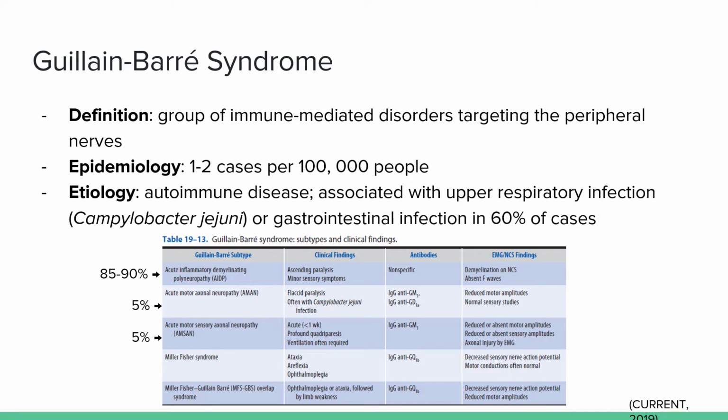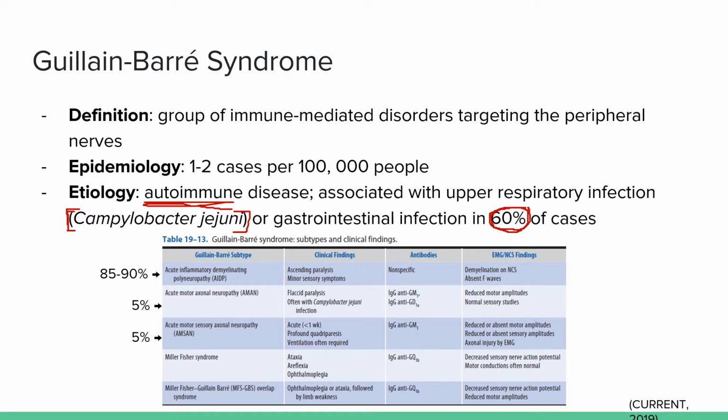Guillain-Barré syndrome is a group of immune-mediated disorders targeting the peripheral nerves. It has an incidence of 1 to 2 cases per 100,000 people. It's an autoimmune disease associated with upper respiratory infection, mainly by Campylobacter jejuni, or other gastrointestinal infection. This is seen in up to 60% of cases.